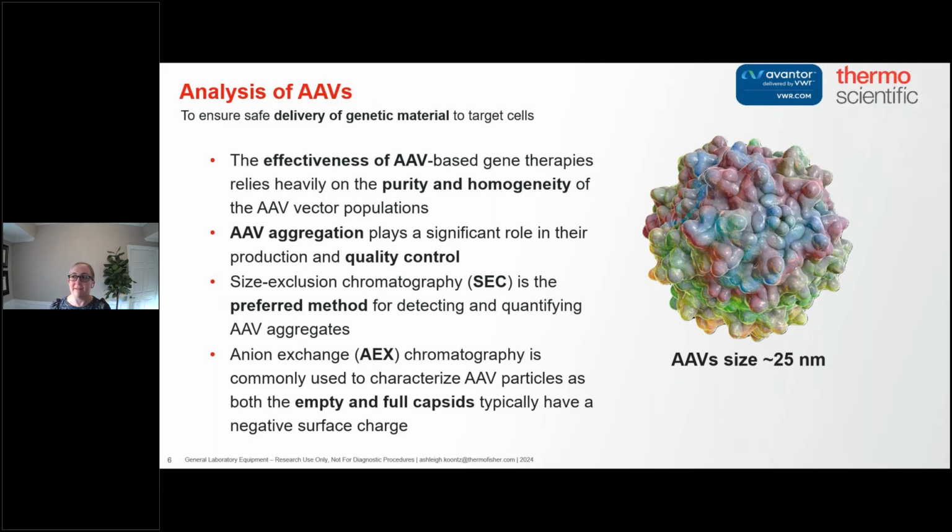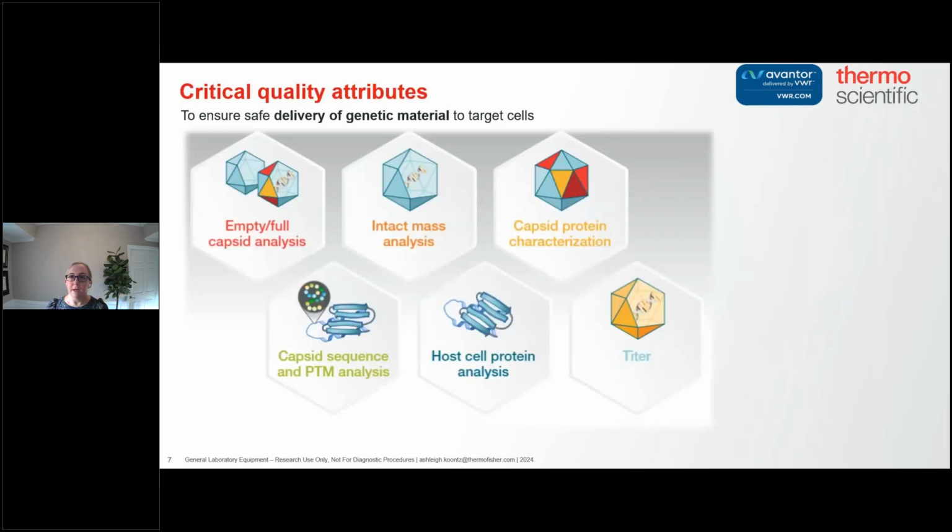As a reminder, AAV size is important when we look at these techniques, especially size exclusion chromatography. And so we're looking at about 25 nanometers in size. So again, there are a lot of different critical quality attributes, or CQAs for short, and we want to make sure that we are completely studying all of these areas of the manufacturing process as you go to develop and scale up into production. Having a good understanding of each of these areas of separation is very important.